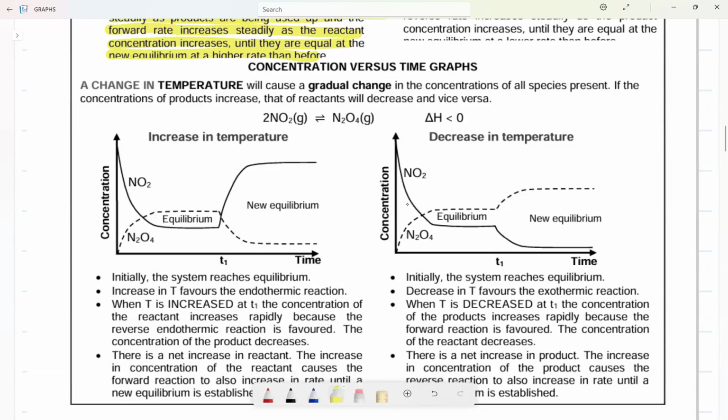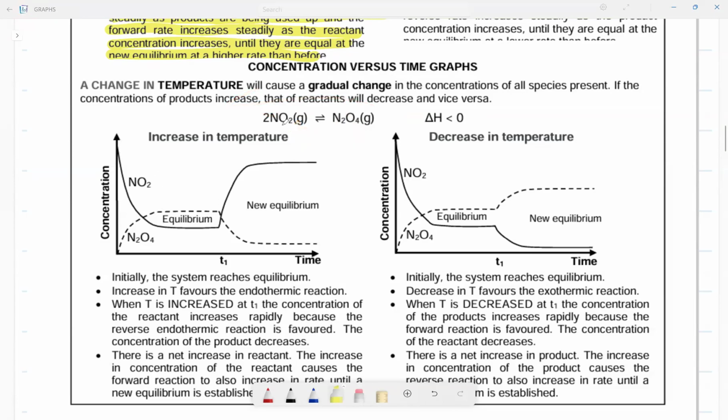The change in temperature will cause a gradual change in the concentration of the species present, right? If the concentration of product increases, the concentration of reactants will decrease and vice versa. That's true. If the forward reaction is favored, this one will decrease, this one will increase. If the reverse reaction is favored, this one will decrease, this one will increase. This is what the statement means.